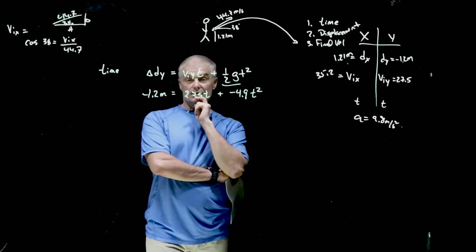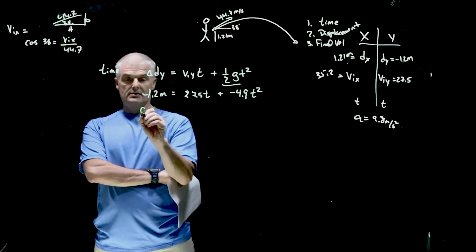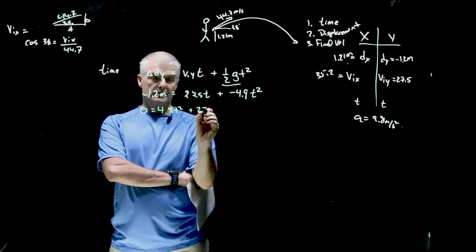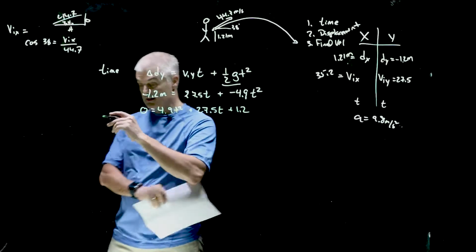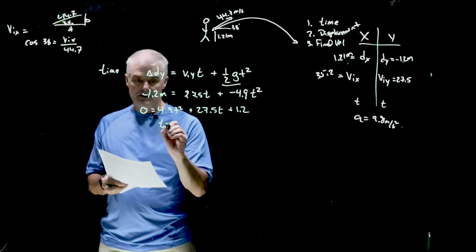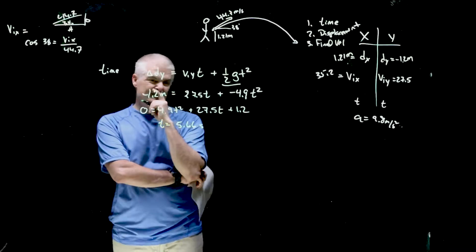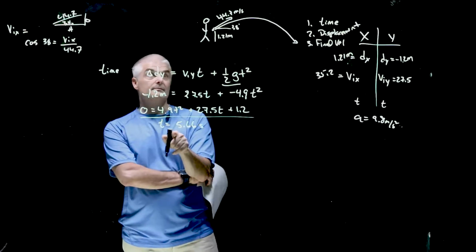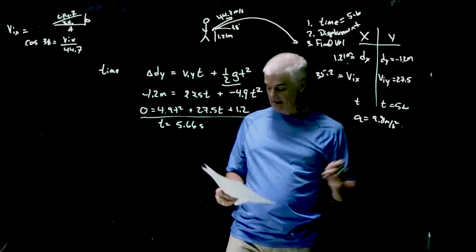Now we do have a quadratic function, don't we? So if I reset this up, 0 equals 4.9 t squared plus 27.5 t plus 1.2. I plug this into my quadratic formula. I won't belabor this. And you get t to be equal to 5.66 seconds. If you need help on how to use the quadratic formula, I'll help you. So that's the time. The answer to the time question is 5.6 seconds.